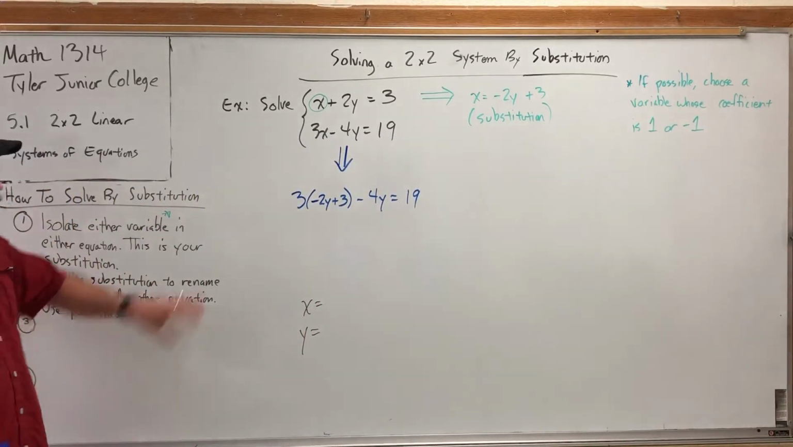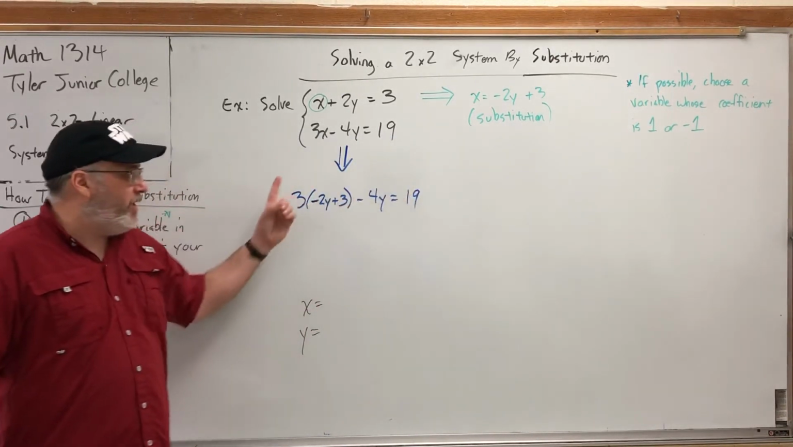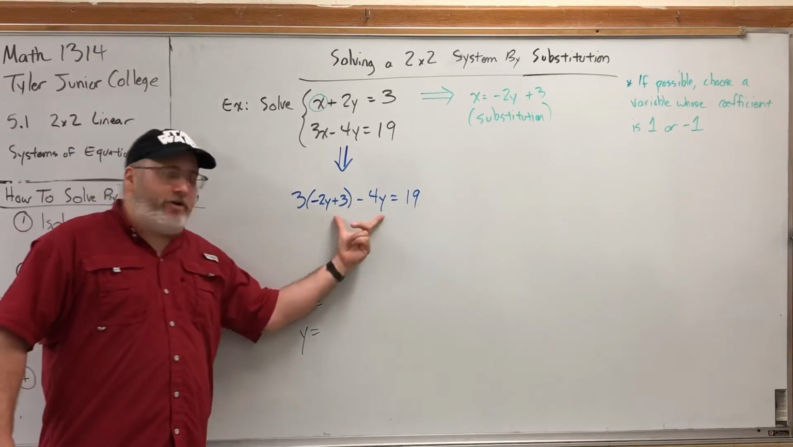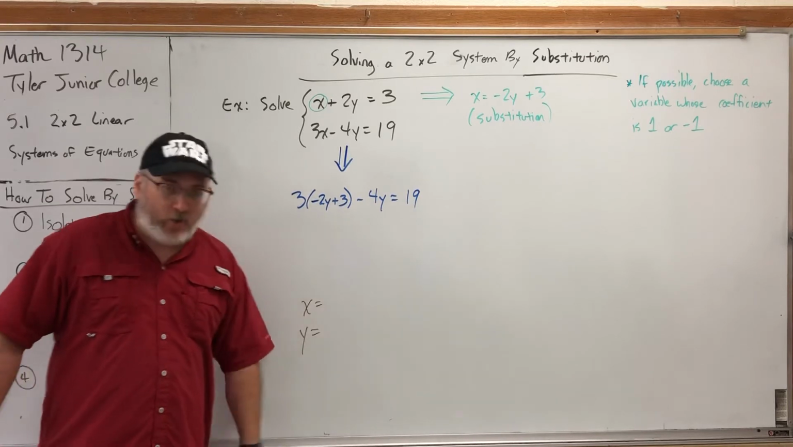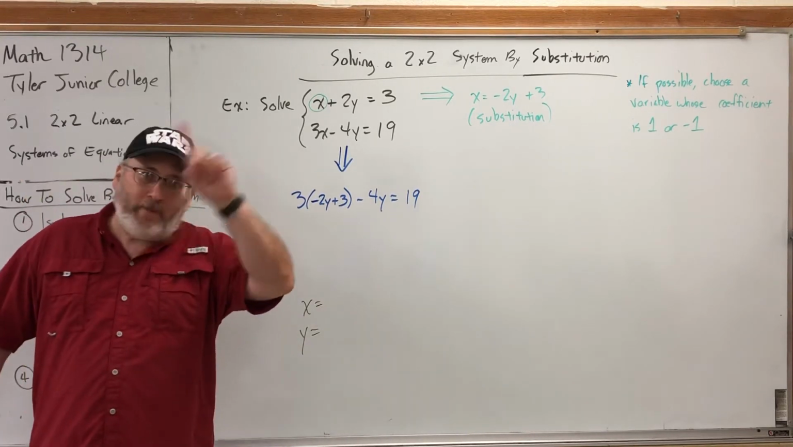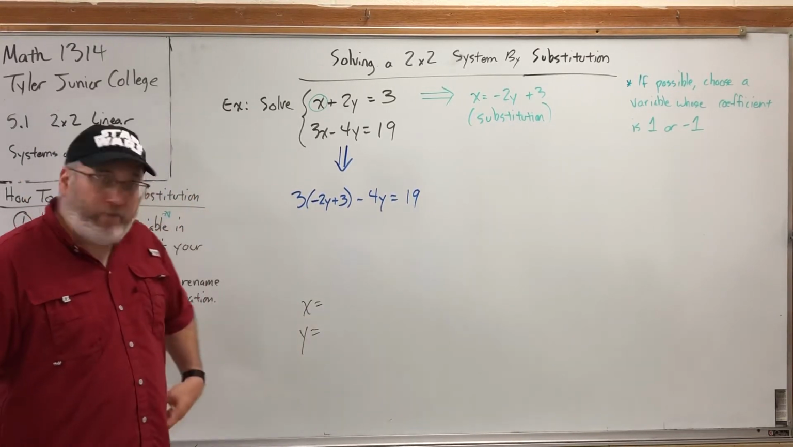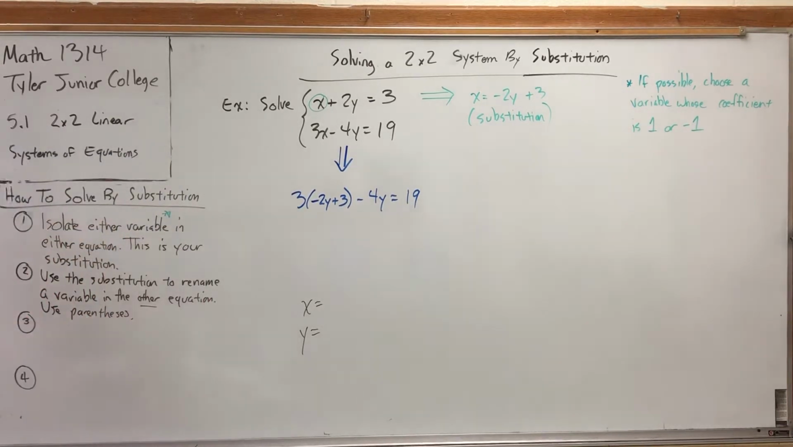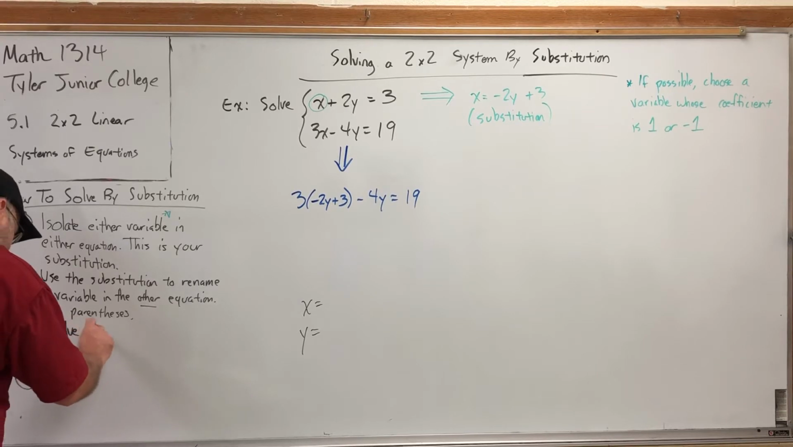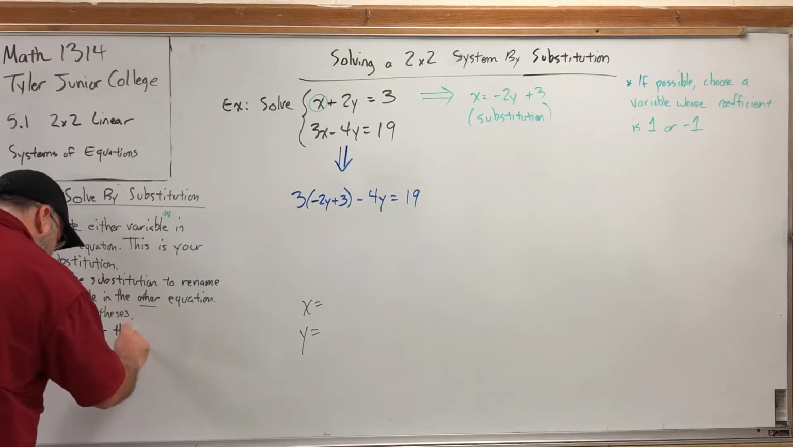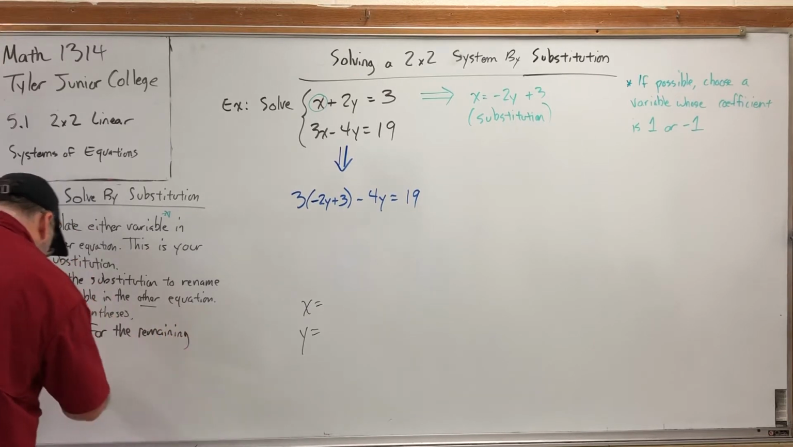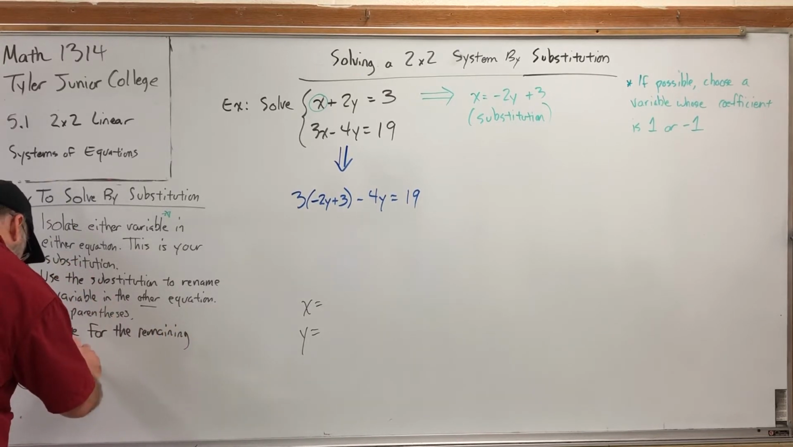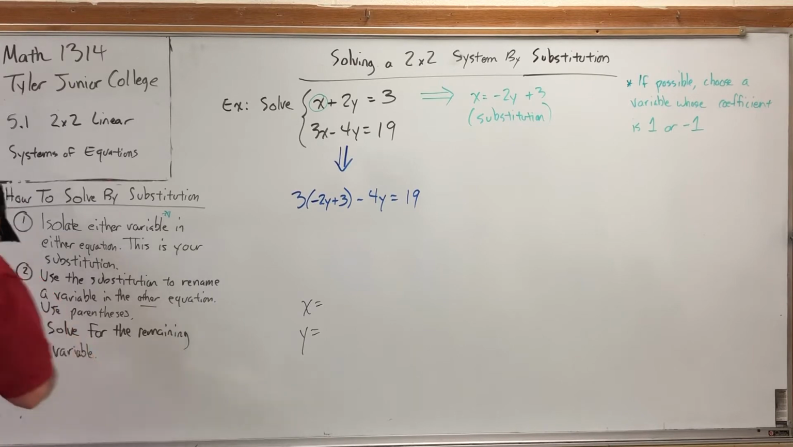At this point, notice where we are. We have one equation with one variable. Granted, the variable shows up twice. The only variable in this equation is y. Once you get it down to a one-by-one system, you should be able to solve. Your third step is to solve for the remaining variable. So we're going to solve for y.